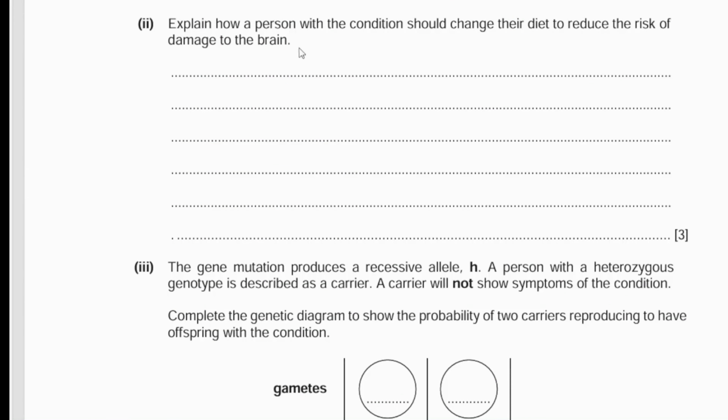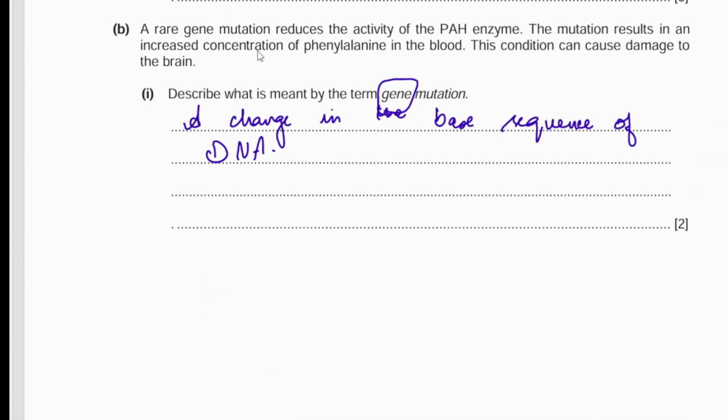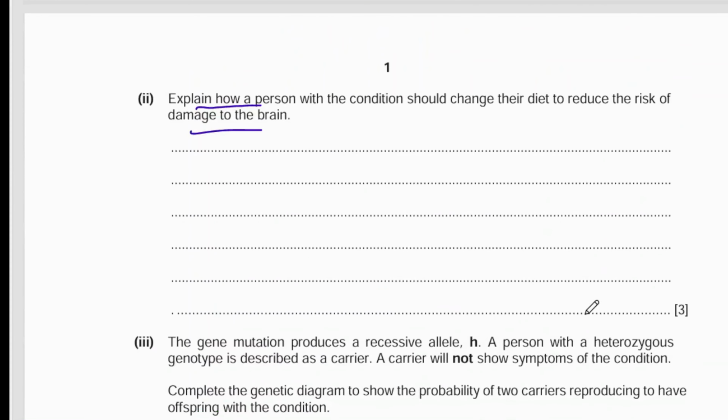Next, explain how the person with the condition should change their diet to reduce the risk of damage to the brain. Now, what's the condition? The condition is this PAH enzyme. This mutation results in an increased concentration of this in the blood that could damage your brain. So what should a person do? What changes should they make in their diet, in their nutrition? They should eat less protein. Okay, this is point number one.